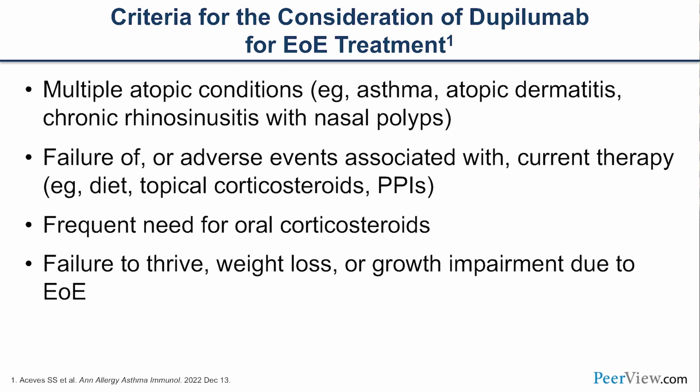Because of this, and to provide some guidance for use of this medication, Aceves and colleagues just recently published in Annals of Allergy, Asthma, and Immunology what's called a yardstick, which is a brief update and expert opinion as we wait over the next year or two for this medication to be incorporated into clinical guidelines. So the first place that you could consider dupilumab use is in a patient who has EoE and multiple other atopic conditions that would merit use of dupilumab on their own.